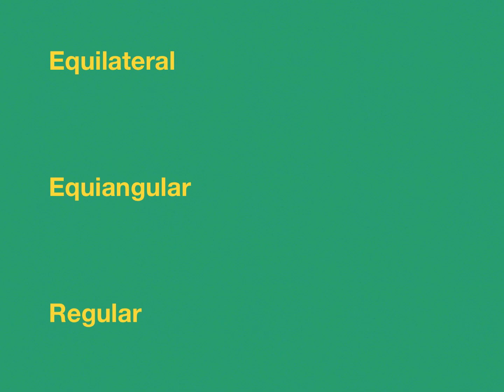Now, another three ways that we can classify polygons. Equilateral. Equilateral simply means all sides are the same. No matter what shape we're talking about, if we say all the sides are the same, it is an equilateral polygon. Equiangular means all of the angles are the same.